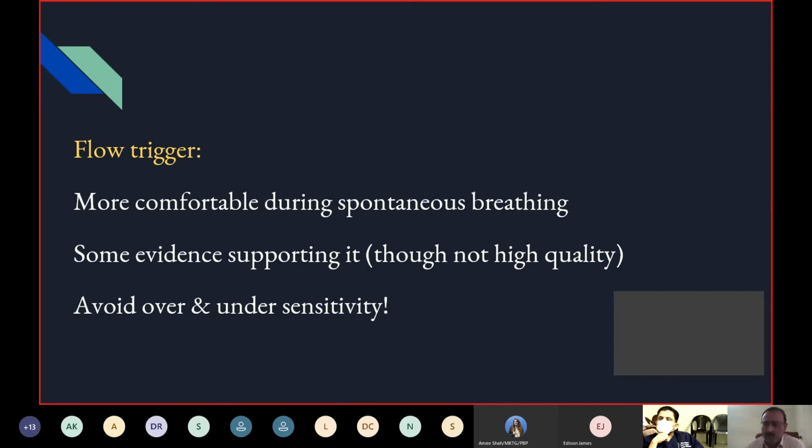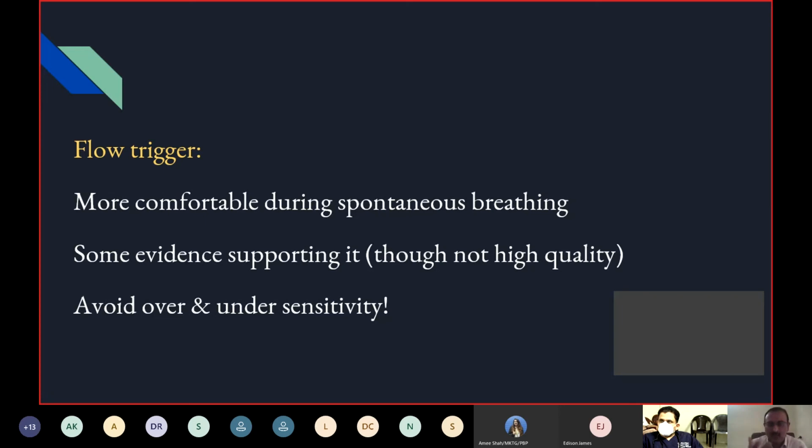Now, if at all you're using a pressure trigger, then the maximum I would say you should use is -2, because more than that, you're increasing the work of breathing. One more thing with pressure is, suppose you're setting it at -2 centimeters of water. Till it reaches that -2, the inspiratory valve is not open. So the patient has to draw in to get that -2 for the inspiratory valve to open.